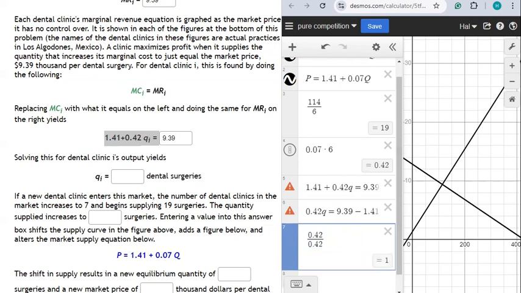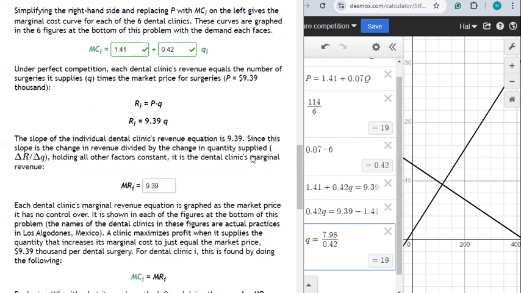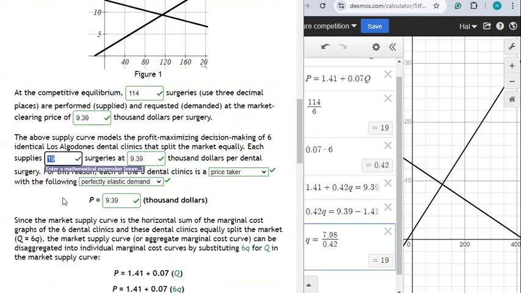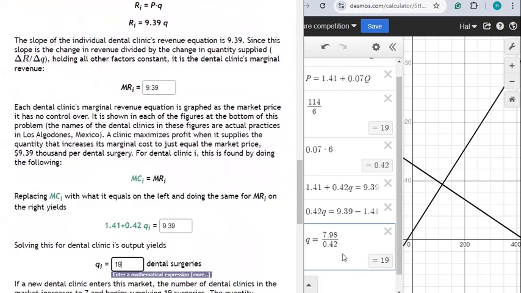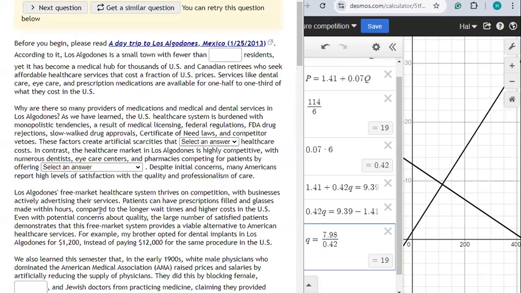That equals 1. And 1 times Q is Q. So what does Q equal? Q equals 19. I just verified that each dental clinic supplies or performs 19 dental surgeries an hour. This is not a coincidence. Let me press enter to make sure I got the answers correct.